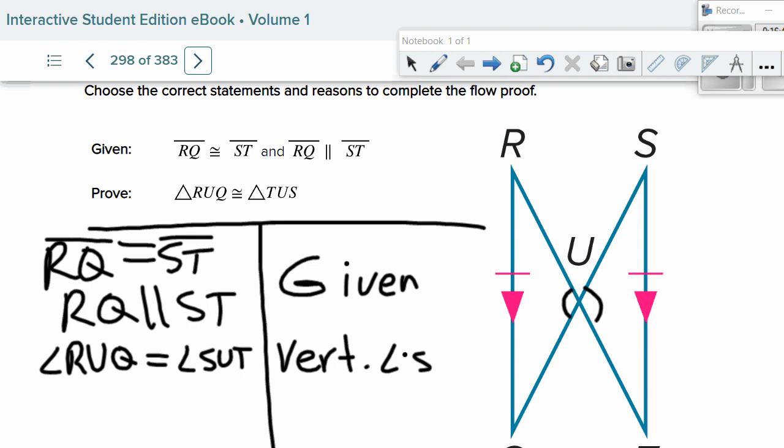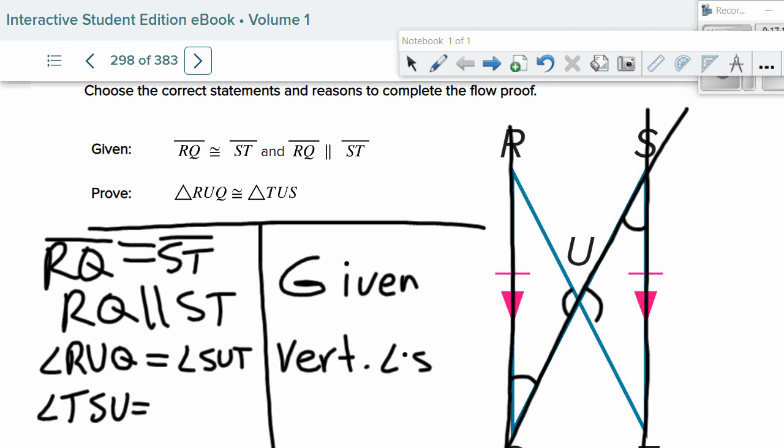They also gave parallel lines, so I've got a transversal going on here, but really I've got two. I'm going to draw this one, but RT would be another transversal line. Remember, when I have that, I could have alternate interior angles that are equal, so I could say these two angles are equal.